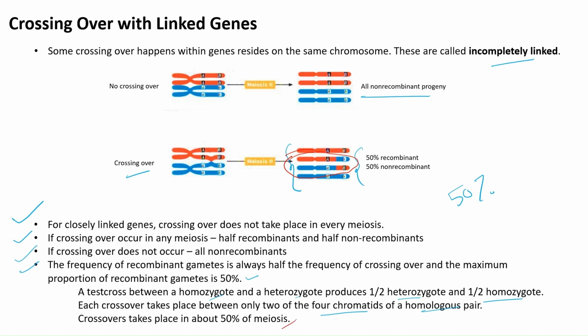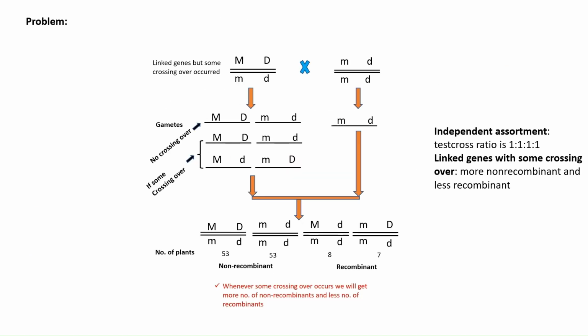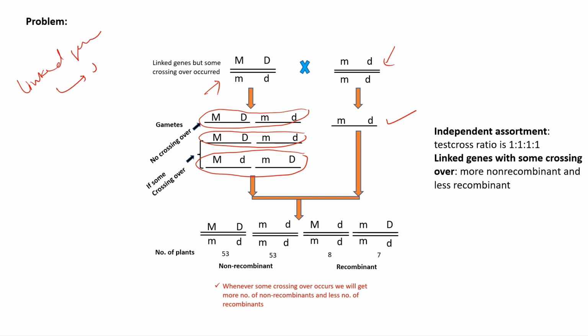So what to remember from here? When no crossing over, all non-recombinant. When crossing over, 50% recombinant, 50% non-recombinant, and the recombination proportion cannot be more than 50%. Now, this is a crossing over between linked genes. So this parent is crossed with this parent. From this parent, we will get only one kind of gamete. From this parent, if no crossing over, then we will get only the parental gametes. If crossing over happens in some meiosis, in that case, we will get parental gametes and the recombinant gametes also. Correct? So what we know is linked genes always produce non-recombinants.